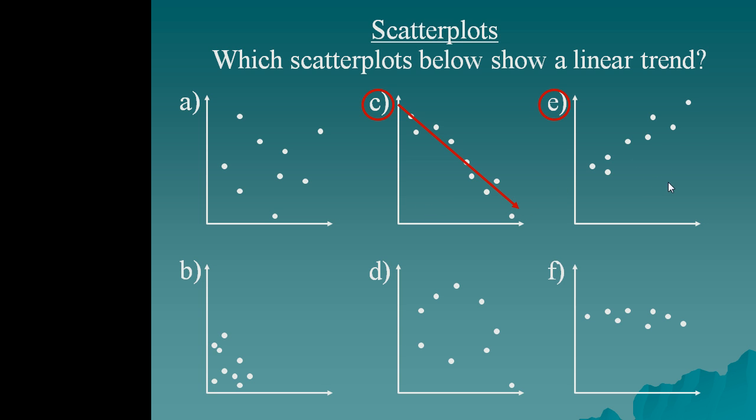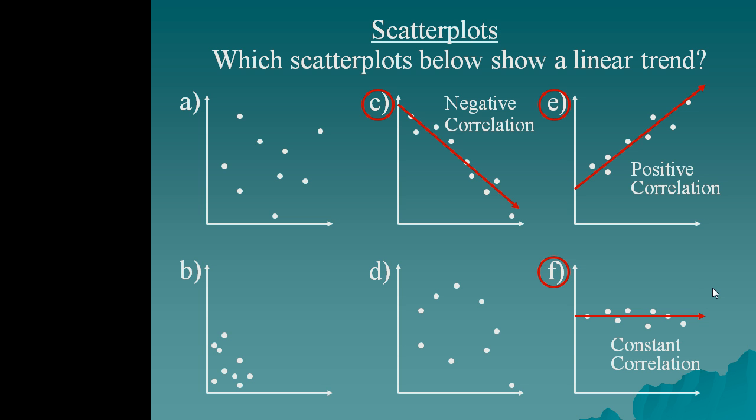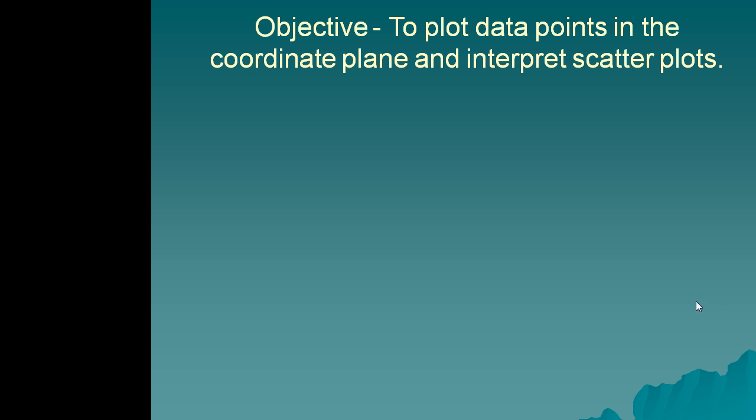Okay, what about this one? Positive. And what kind of line could I draw through this one? Horizontal. So this one would be positive, this one negative correlation, and this horizontal we would describe as constant. Okay? Any questions about that? All right. So let's take a look at your text, your workbook now.